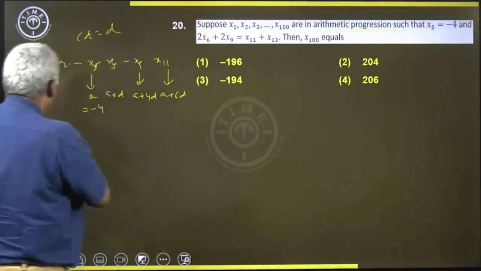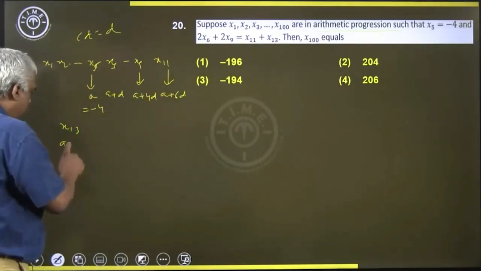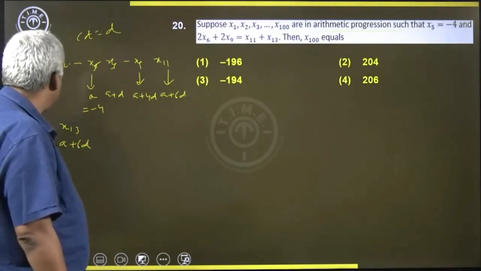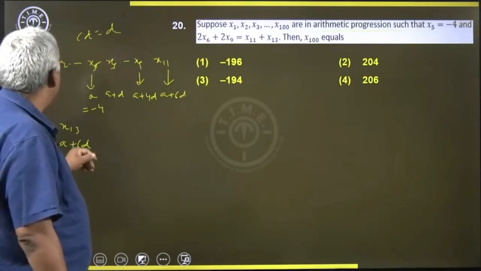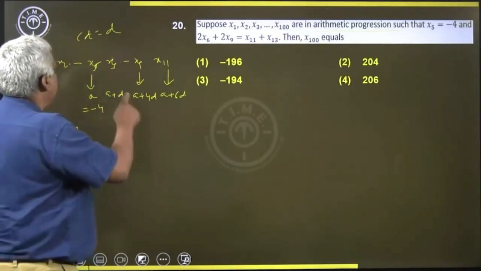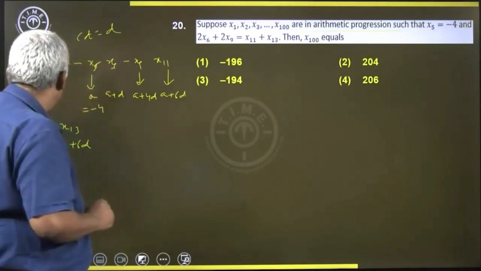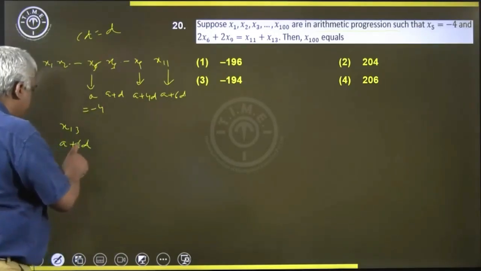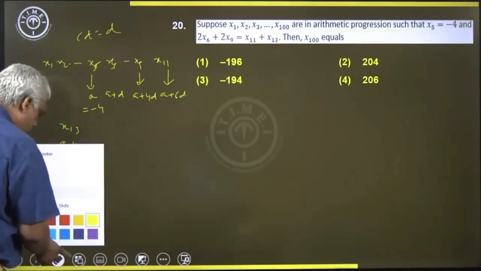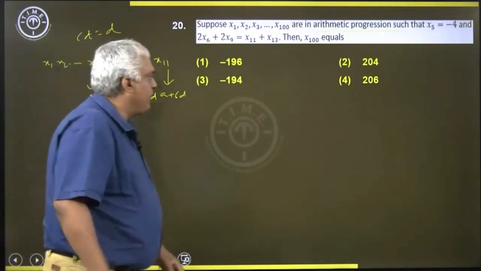Now x13: again after 11, a 2D gap. So x5 was A, x6 was A plus D, x9 will be 4D, x11 will be 2D more, 6D, and x13 will be 2D more, so it will be 8D. From 5 to 13 there is a gap of 8D.